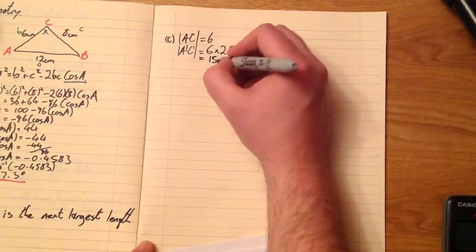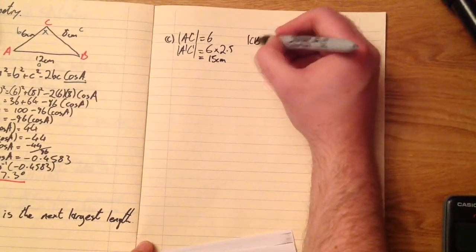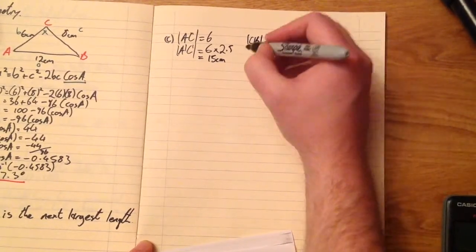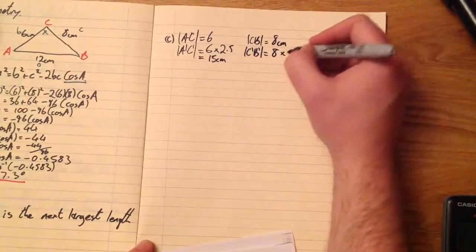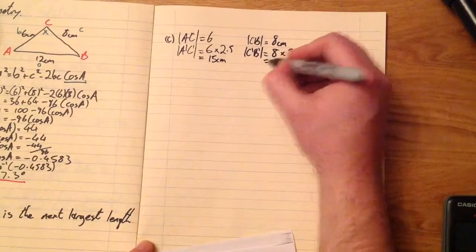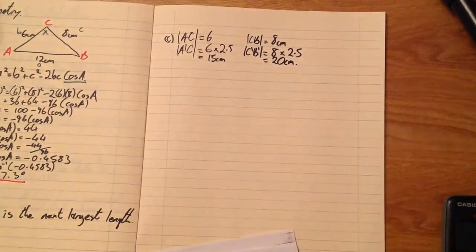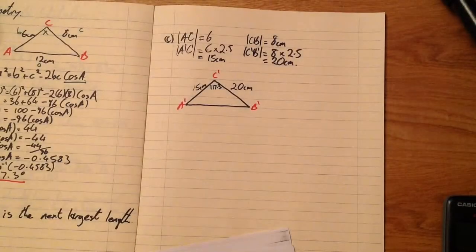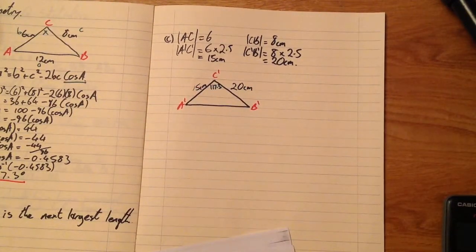centimeters. Likewise, the length of CB is equal to 8 centimeters. So the length of C complement B complement is 8 multiplied by the scale factor, 2.5, which gives me 20 centimeters. I'm not going to find the A complement B complement length because, as you'll see in a moment, I've drawn out the A complement B complement C complement triangle there, so you can see the length has gone from 6 to 15 and from 8 to 20.